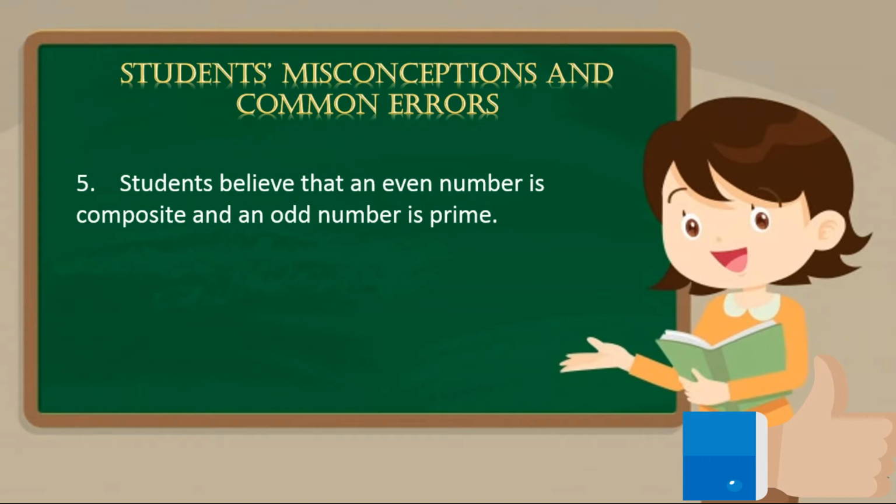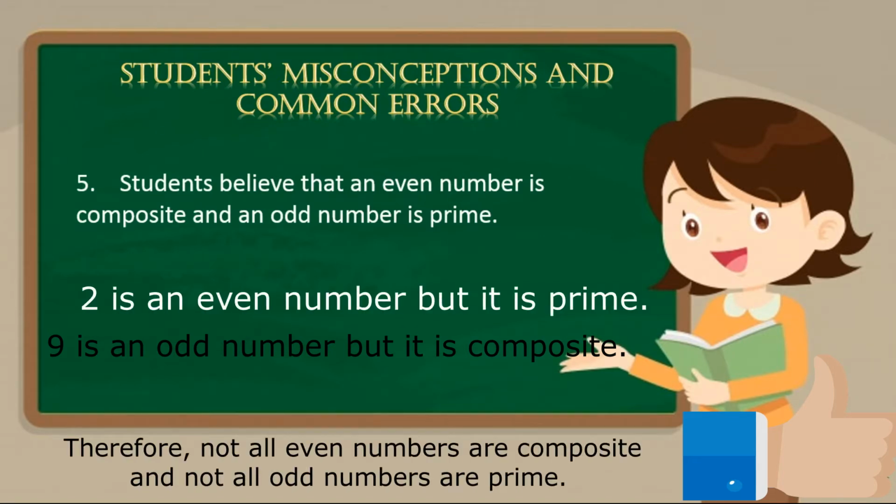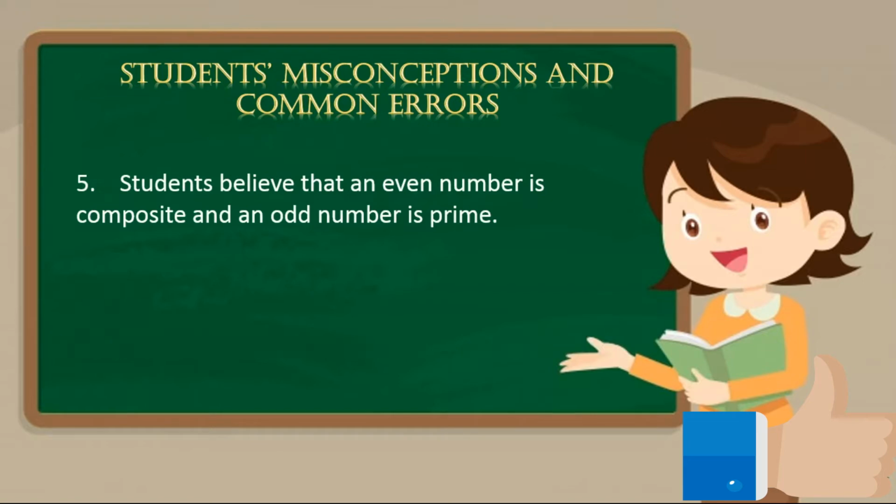And the other statement would say an odd number is prime. Say for example, your number 9. 9 is an odd number, but the factors of 9 are 1, 3, and 9. Therefore, not all even numbers are composite and not all odd numbers are prime. There are exemptions for that. But the only even number which is prime is 2, and that is the smallest prime number.